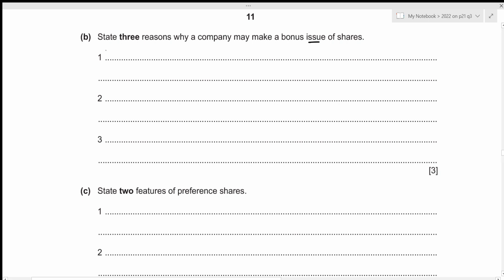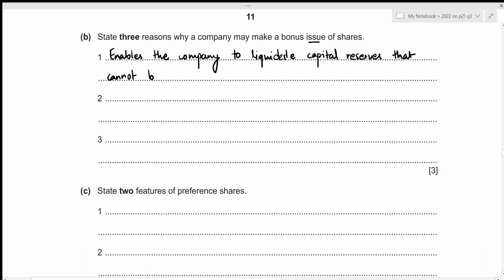Let's write it down. Enables the company to liquidate capital reserves that cannot be used to pay dividends.